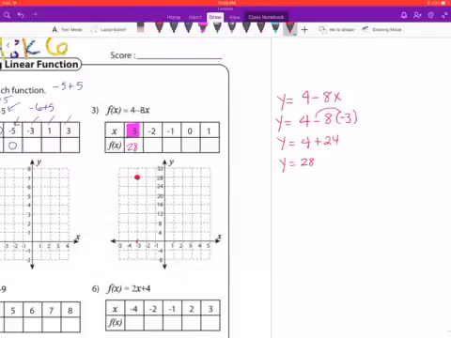Okay, next one. What's your next x that you're going to substitute? So remember, you're just changing this right here, right? So instead of negative 3, what is it going to be? It's going to be negative 2, right? And then you can just redo all this work. So now bring down your math. 4. What's a negative 8 times a negative 2? A positive 16. And then 4 plus 16 is 20.